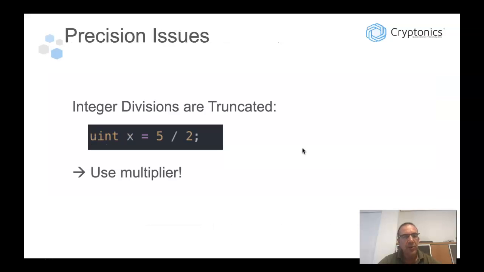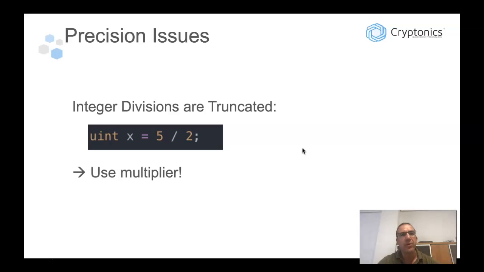So what other issues do we have with integers? Well, there's obviously a precision problem. If you divide two integers, the result is truncated. Here, 5 divided by 2 would actually result in 2, not 2.5, because obviously 2.5 does not exist in integers. So in this case, what we can do is to use a multiplier. Divide 50 by 2 and get 25. And this 25 we can use for something like representing 2.5%. Now these things are important, especially when percentages are involved.